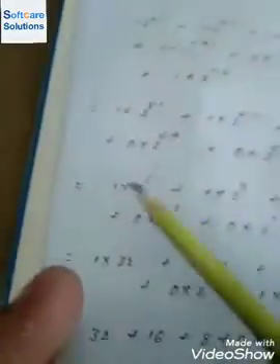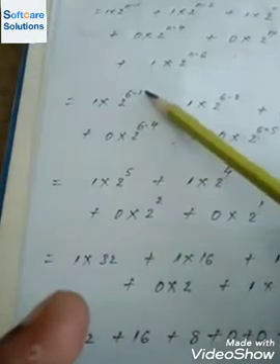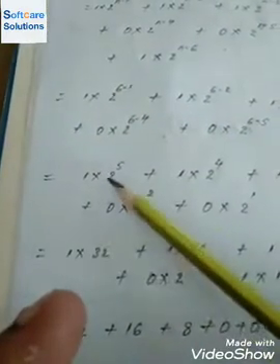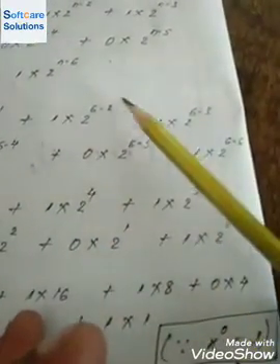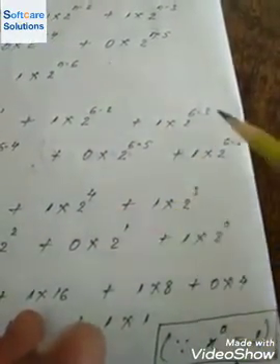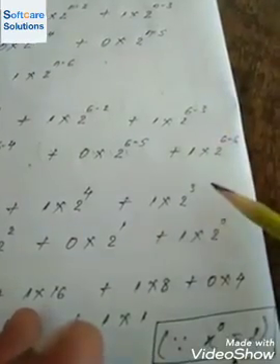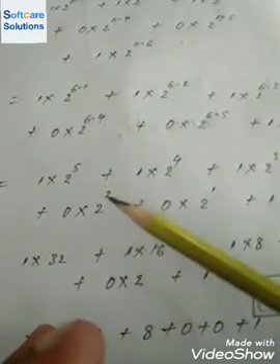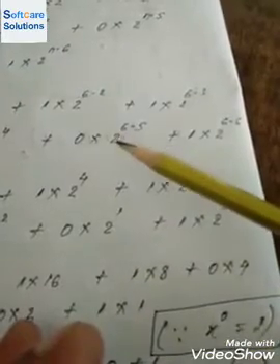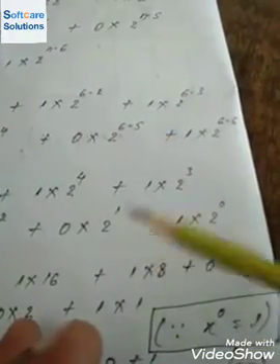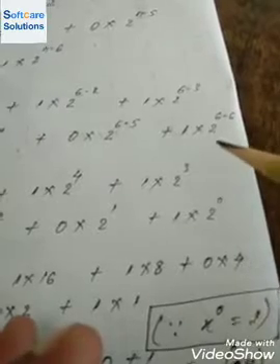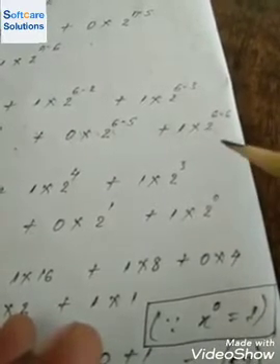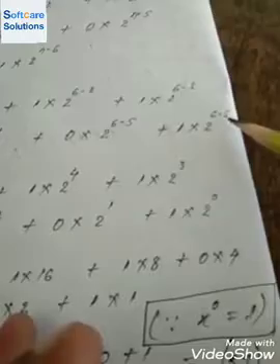Now the next step. 2 to power 6 minus 1, that means 6 minus 1 is 5, so 1 into 2 to power 5. Second, 1 into 2 to power 6 minus 2, we get 2 to power 4. Third, 6 minus 3, we get 2 to power 3. Next, 0 into 2 to power 6 minus 4, we get 2 to power 2. Next, 0 into 2 to power 1, because 6 minus 5 is 1. And last, 1 into 2 to power 0, because 6 minus 6 is 0.